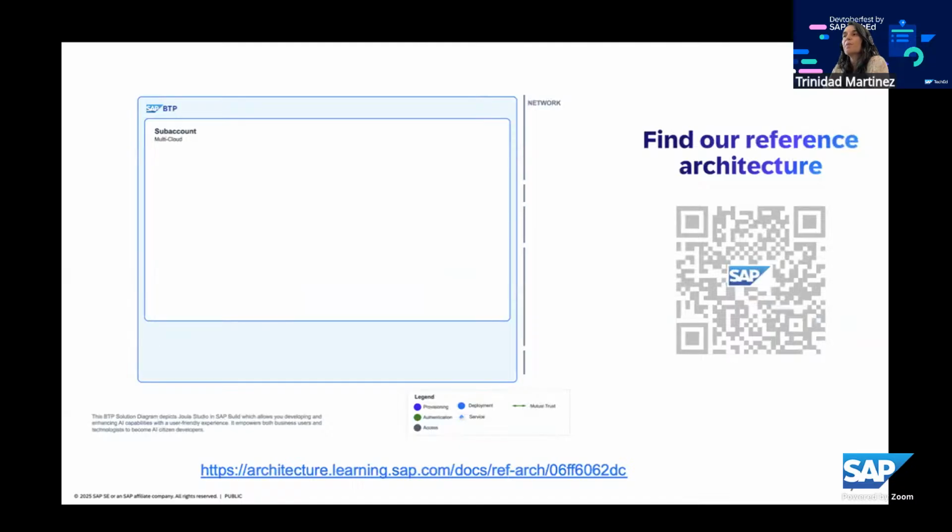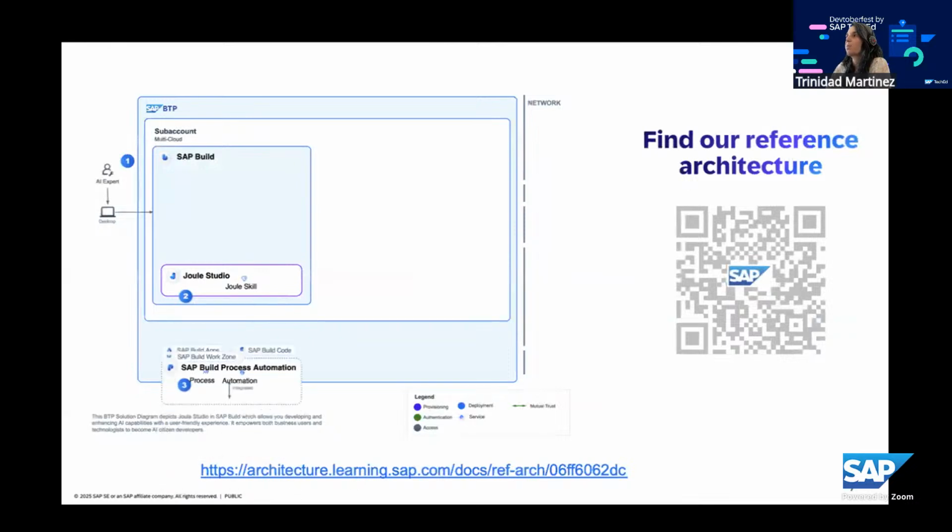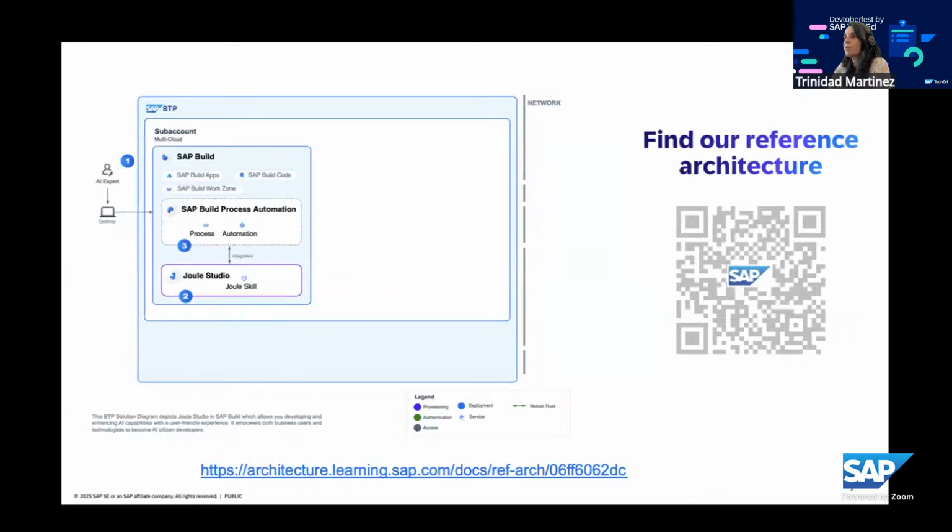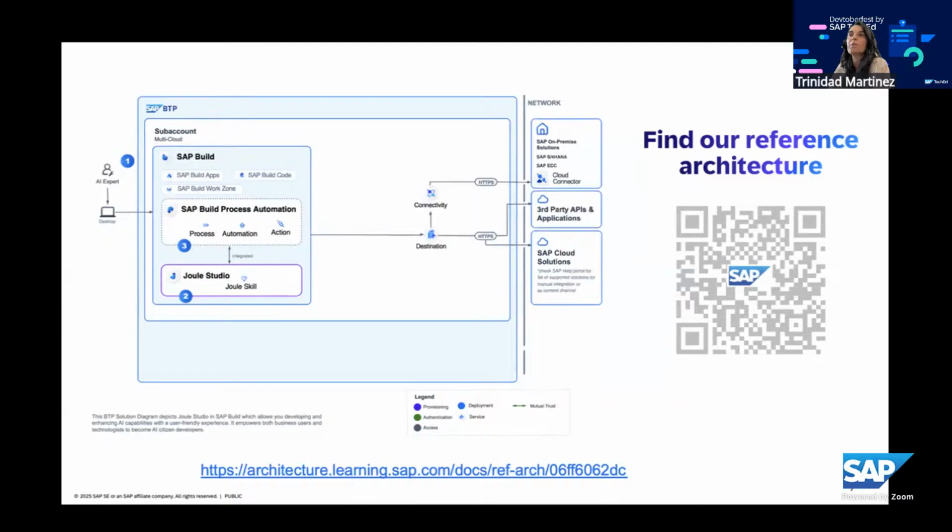Let me show you the reference architecture for building and deploying skills and agents in SAP Build. Custom skills are developed using Joule Studio, which allows you to integrate with processes and task automations, as well as actions to consume SAP or third-party APIs. Agents also leverage AI models from the AI Foundation Orchestration Service and document grounding services.